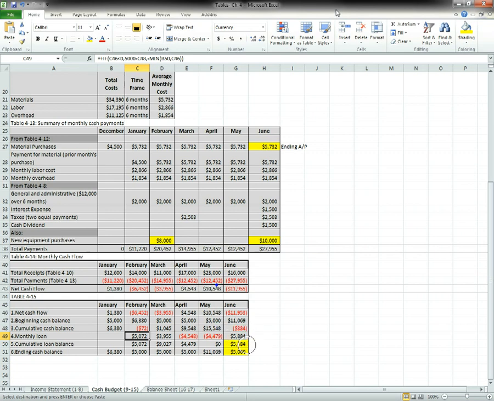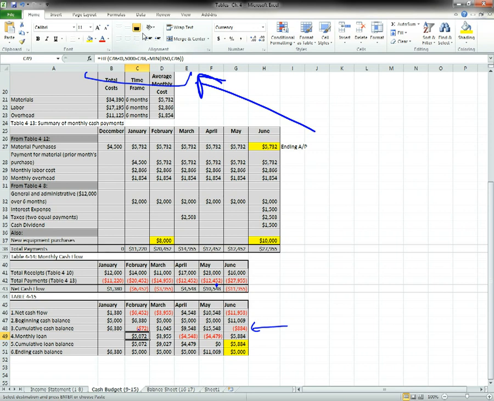Now that monthly loan amount, you'll see up in this area right here a little formula. Above that line right there, the if statement that we had up above, and that if statement basically says if the net cash flow on line 46 is negative, well, we're going to have to borrow money. How much? Well, $5,000 plus the negative amount of the cash flow. $5,000 plus this negative cumulative cash balance that we have right there.